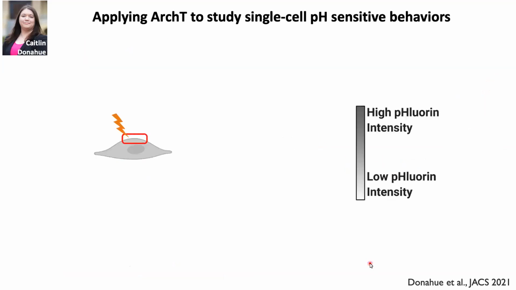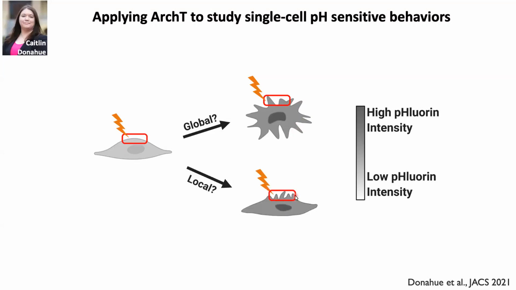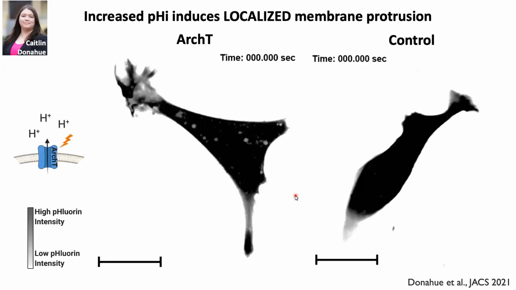So the first proof of principle Caitlin did was test whether single cell pHi increases could drive single cell membrane protrusion events. One hypothesis is that protons are diffusible, so local activation of ArchT, which raises pHi across the whole cell, would produce global membrane protrusions. However, it's also possible that local protein recruitment in response to pHi increases could produce a localized membrane protrusion event in response to that pH change. So for the first time, we have a tool in hand that can actually address this question.